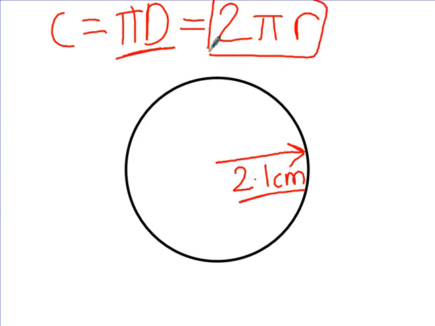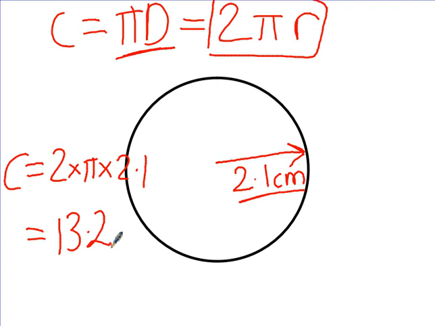So on my calculator, to find the circumference, I need to do 2 times pi times the radius, which is 2.1, okay? And then when I type that all in my calculator, and I'm going to leave it to 1 decimal place, I get 13.2 centimeters. And that is how you find the circumference of a circle using the 2 different formulas.